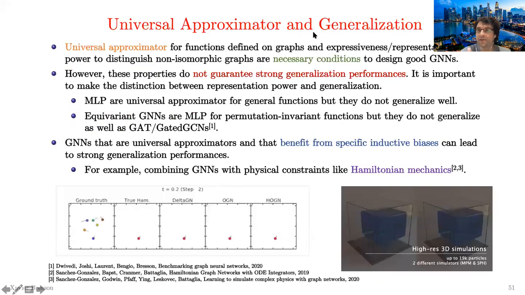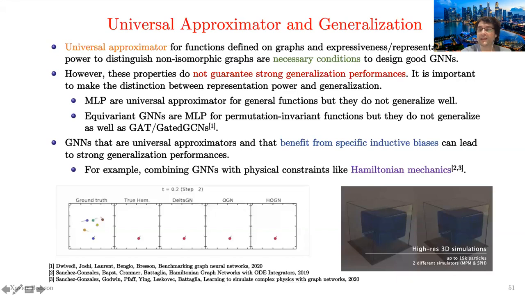Universal approximation for functions defined on graphs, and expressivity power, the representation power to distinguish non-isomorphic graphs: I think these are important and necessary conditions to design good graph neural networks. But again, they are necessary conditions; they do not guarantee that you will have strong generalization performance. Sometimes if you see a universal approximator, you think that your network is going to be very good in practice. It doesn't mean that. It just means that you have enough expressivity power to represent any complex function, but it doesn't mean that it's going to generalize.